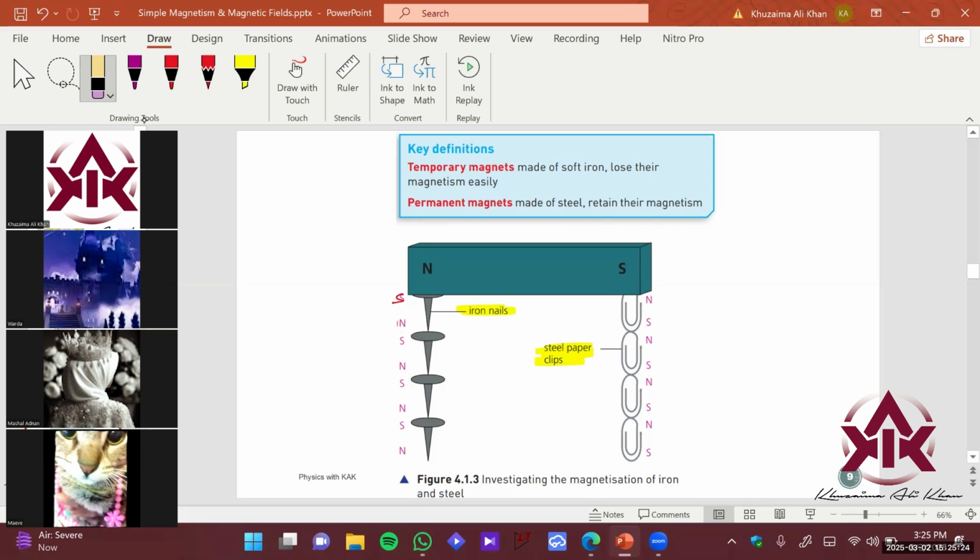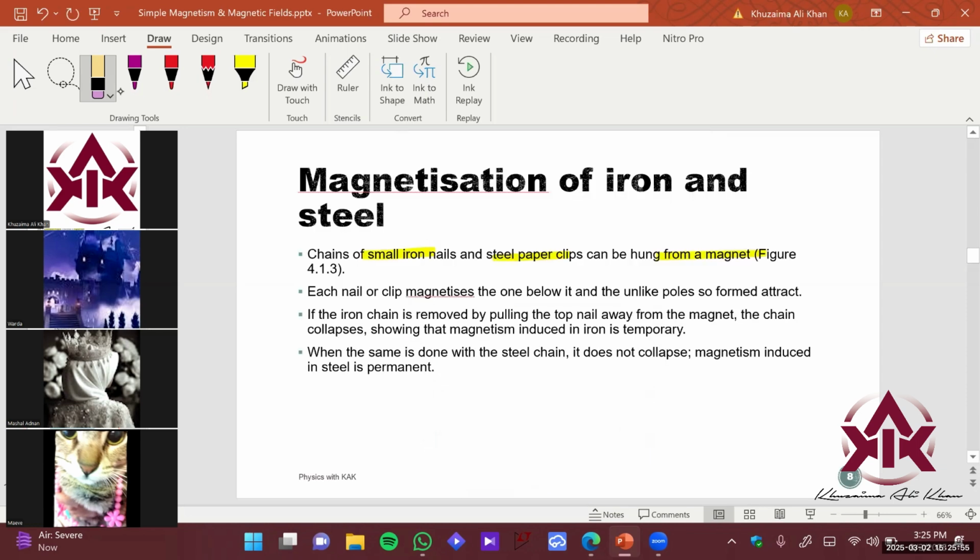Similarly, if we attach a steel clip over here, on the south pole, it will induce the north pole to form an attraction, and the other side of the steel clip will be a south pole, and it would repeat in an alternate way to form a chain of steel clips. So now both of them can get magnetized. But the question is which one can retain, which can store magnetism for a long time? Let's see that.